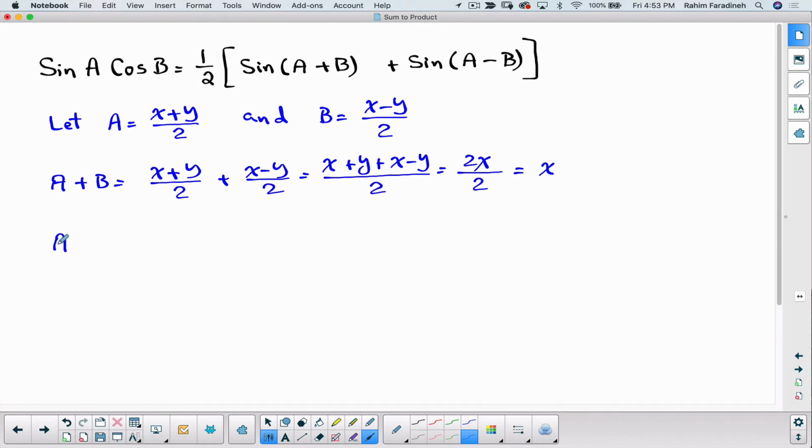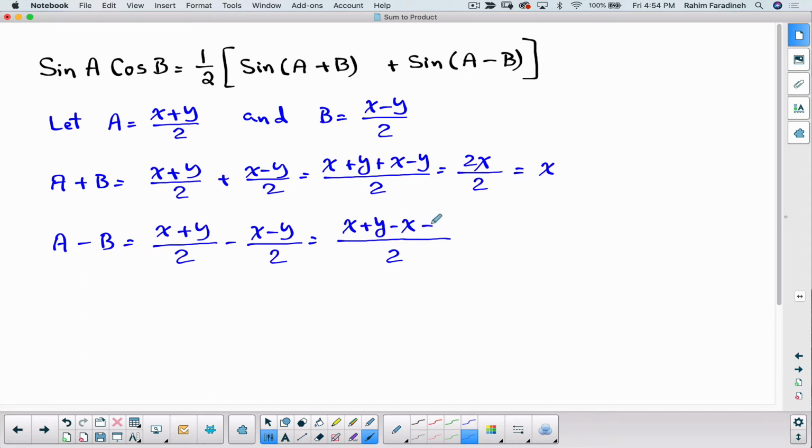And similarly, if we take A minus B, going with the LCD 2, this time we're going to subtract the numerators. So that would be minus x plus y. Simplify. So the expression A plus B is equal to x, and the expression A minus B is equal to y.